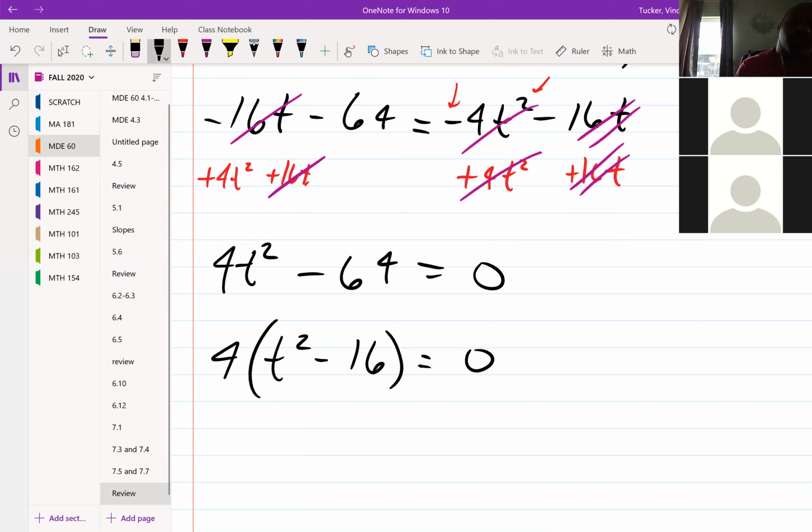I got a question. Yep. Why we just didn't do difference? We could have, because I'm going to do it right here. But when you factor out the GCF, then that gives you the opportunity to deal with smaller numbers. That's all.